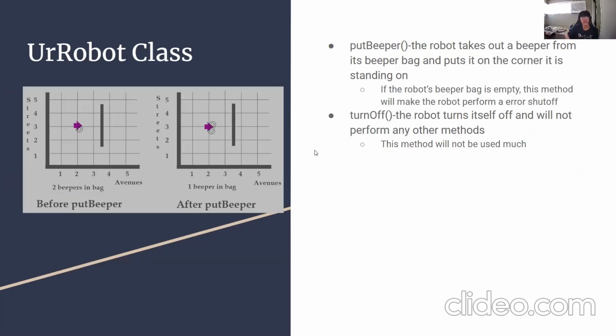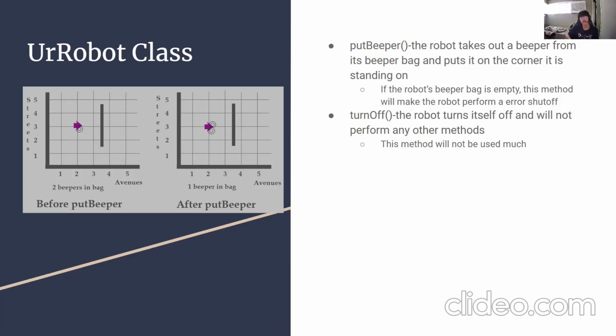And then our two last methods, put beeper. So the robot takes a beeper out of its beeper bag and puts it on the corner that it's standing on. But one thing to note again is that if the robot's beeper bag is empty, meaning it hasn't picked up any beepers, then if you try to put a beeper down, there's nothing to put down, and your robot will perform an error shutoff again because you cannot do that.